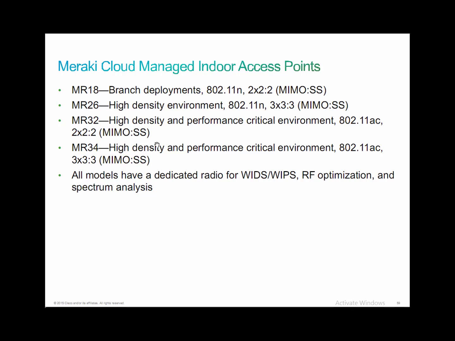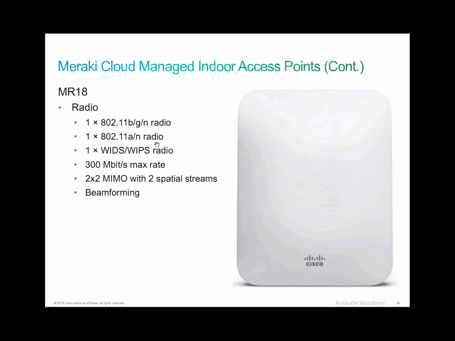So we'll just run through a quick list of some of these. The bullet points are here, MR18. I don't really need to read all of these. I guess it's pretty easy to understand. This particular platform has integrated omnidirectional antennas, 3 dBi at 2.4 gigahertz and 5 dBi at 5 gigahertz.